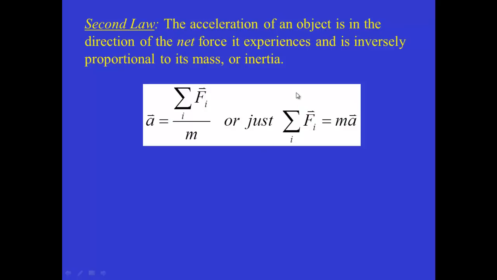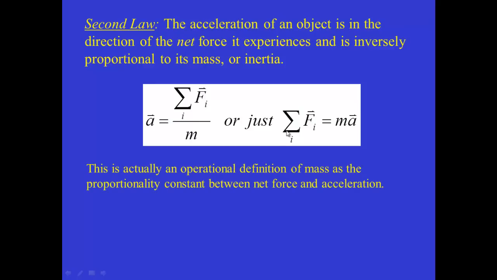Some people say it's just F equals ma, which is partially true. The F in that equation actually represents the net force, and that's why I will always write this with a summation. So, it's really a way of defining mass as the proportionality constant between the net force and the acceleration.